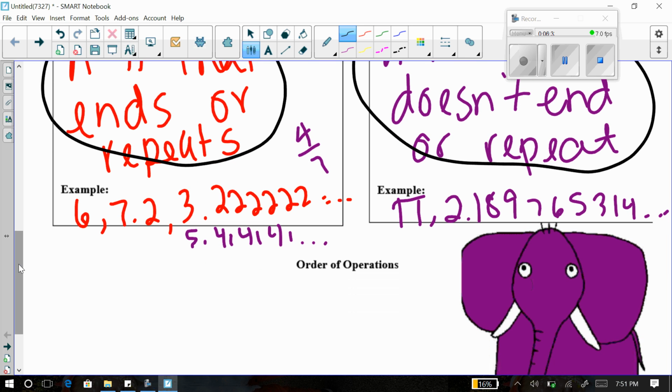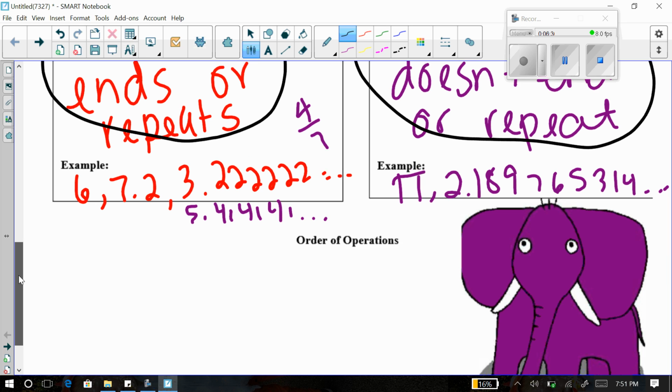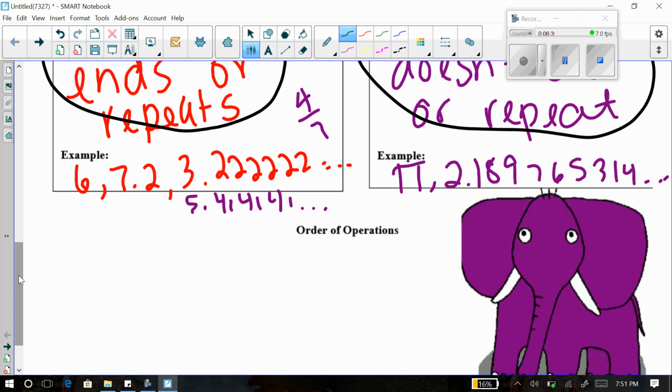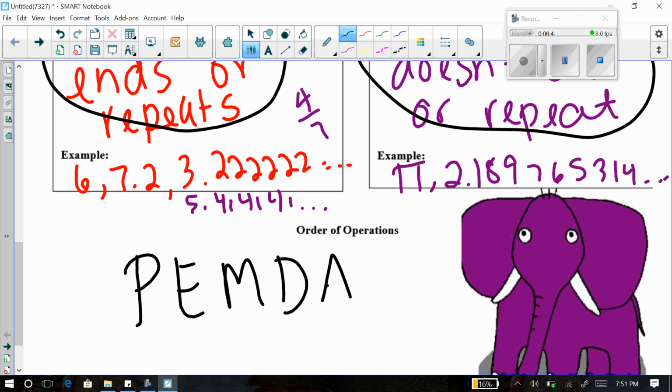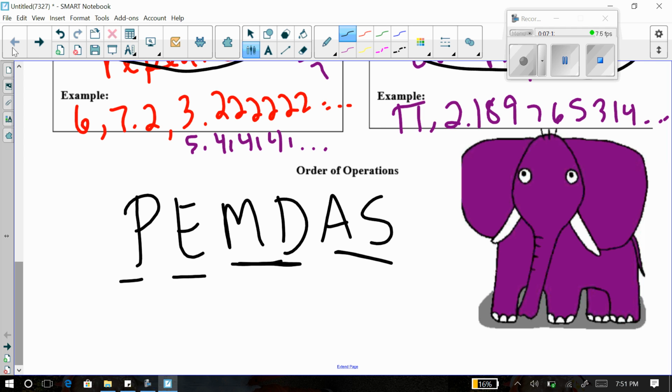All right, order of operations. If you notice here, I have a big purple elephant. That's because order of operations is PEMDAS: Purple elephants marching down a street. Parentheses, exponents, multiply and divide. Remember, we go left to right, and then add or subtract, left to right. Luckily, we can use our graphing calculators, so we don't rely too much on order of operations anymore, but it is still something that you need to know. So always remember order of operations when completing problems in math. All right, let's flip to the next page.